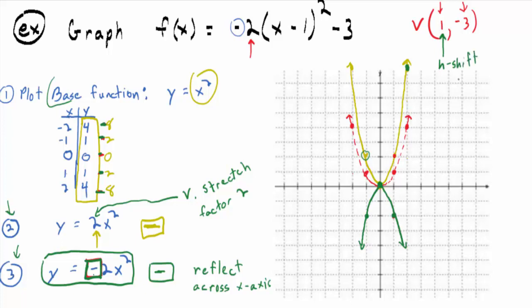So in other words, I'm going to move that graph in green to the right one, the whole thing. Because if I move the vertex, I got to move all the other points as well. Otherwise, it's not the same shape anymore. And then there's a vertical shift called a V shift of down 3. So I have to move the vertex right 1 and down 3. I got to move the whole graph right 1 and down 3 is what I'm saying. So let's do that and then we'll wrap it up.